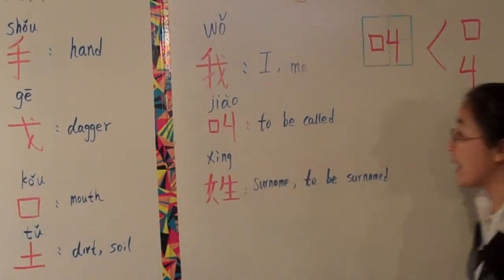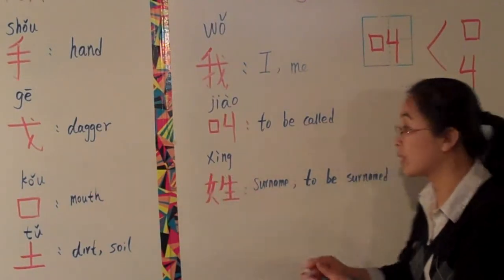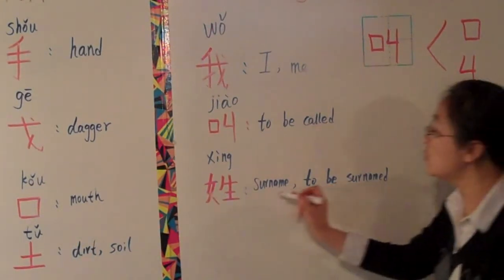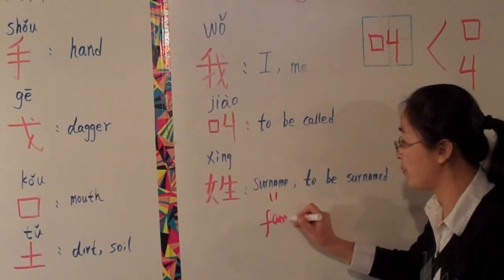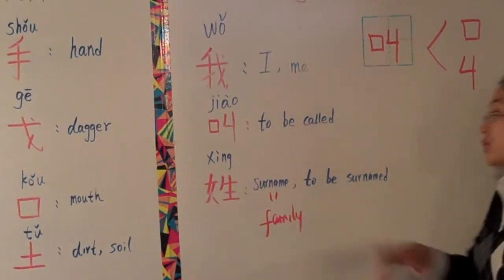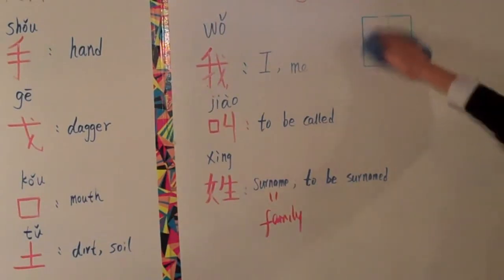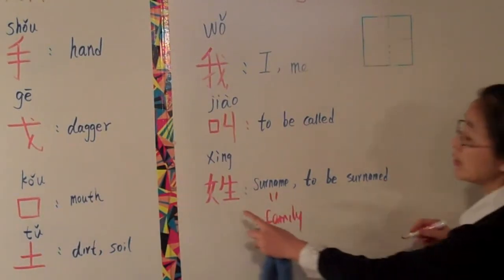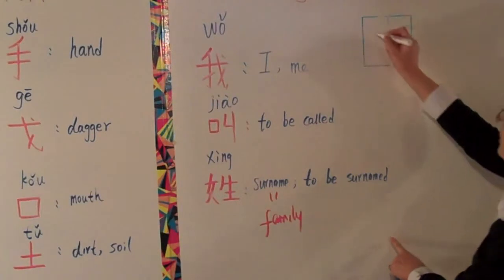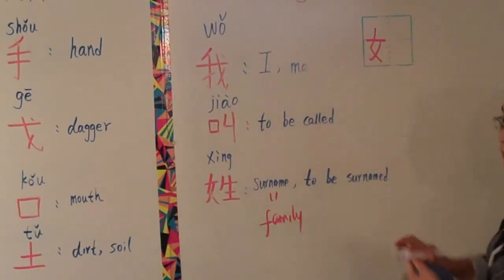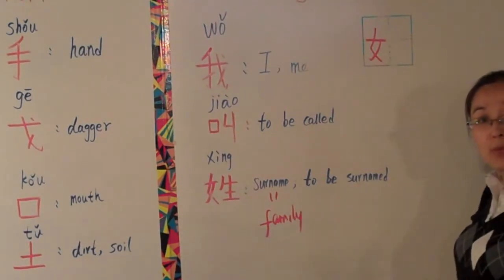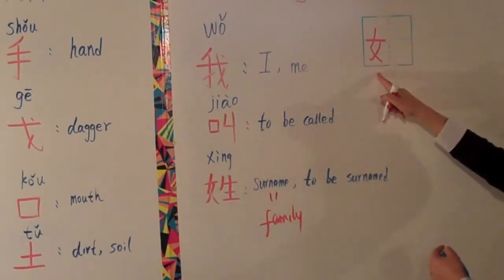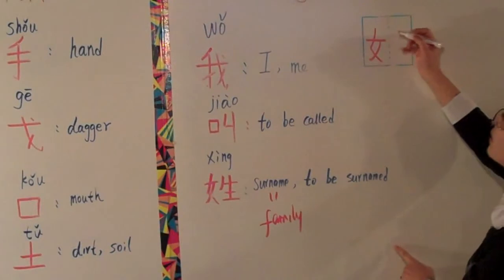And the next one, 姓. 姓 means surname or to be surnamed. The so-called surname is just like a family name, your last name, which people give you. Let's try to analyze this character. Do you remember this part? Yep, it means female. That's right. And the right part.